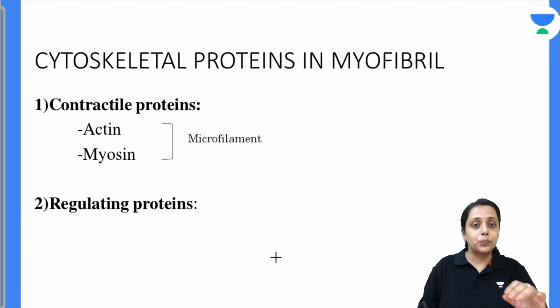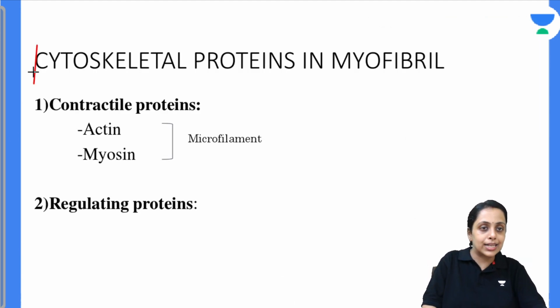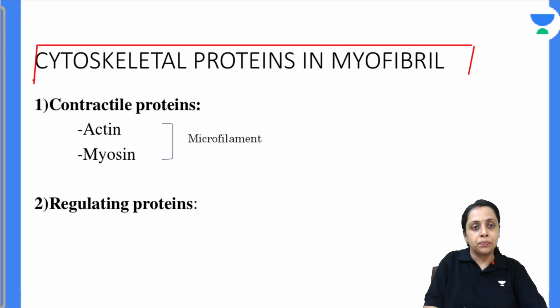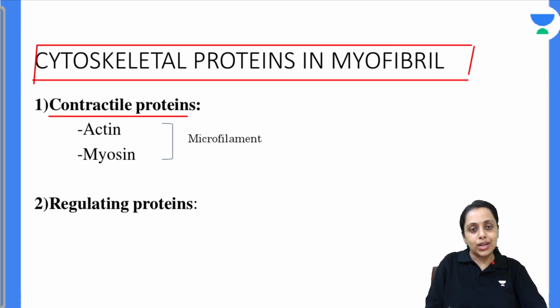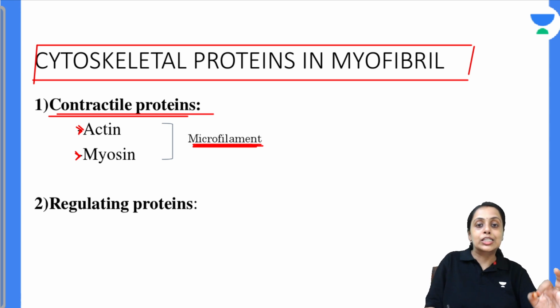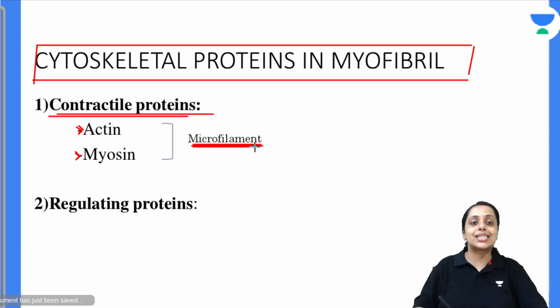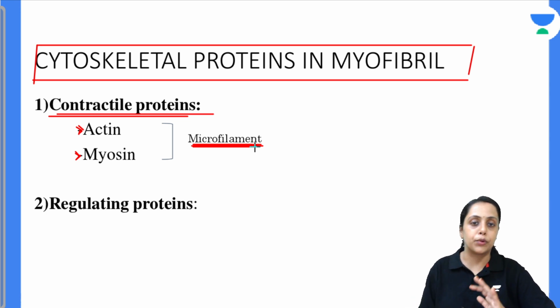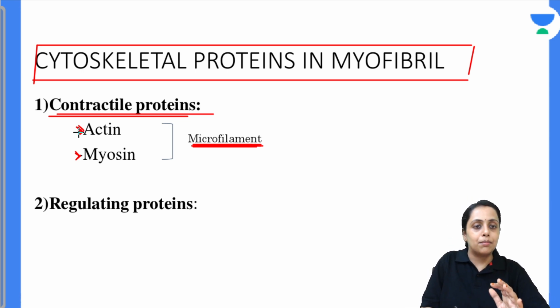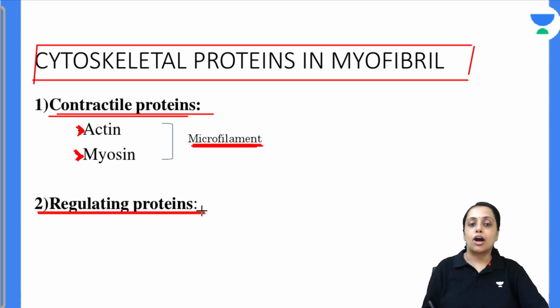So moving further, now all the cytoskeletal proteins in myofibril we will discuss. The contractile proteins, the most important ones, are actin and myosin. These two are microfilaments. We all know we have microtubule, intermediate filament, and microfilament. Microfilament has the smallest diameter out of all the cytoskeletal proteins. In this, we have actin and myosin filament. These two are the contractile proteins of our muscle, and the regulating proteins are troponin and tropomyosin.